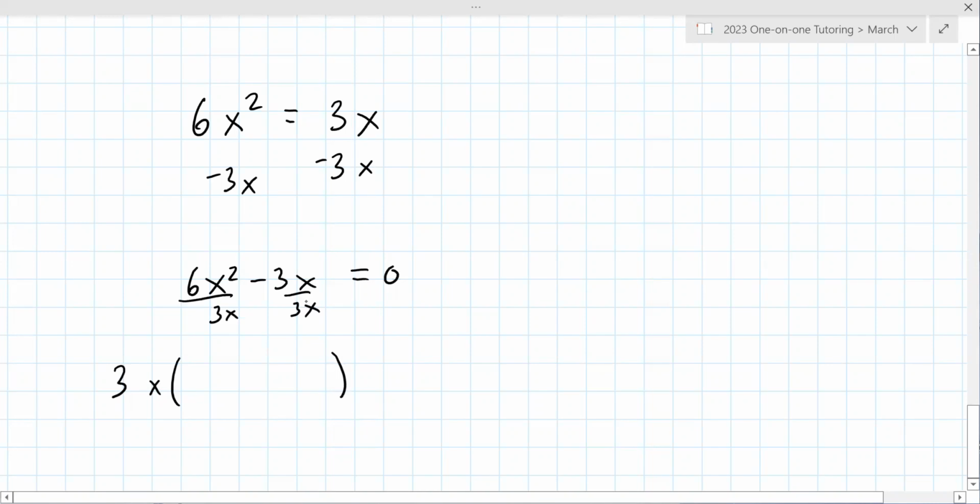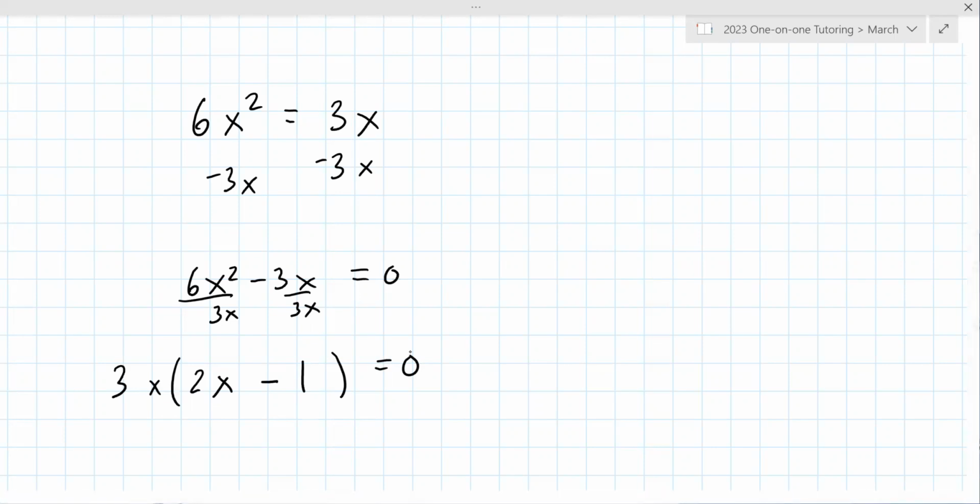Okay. So 6 divided by 3, what is that? 2. X squared divided by x. x. Yep, that's right. Minus 1 equals 0. So you said each of these equal to 0. Yeah, I was 2 steps ahead.